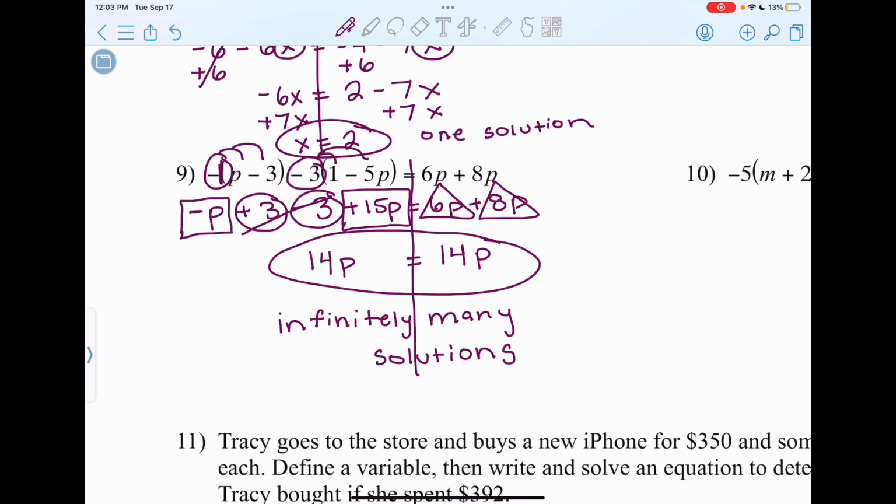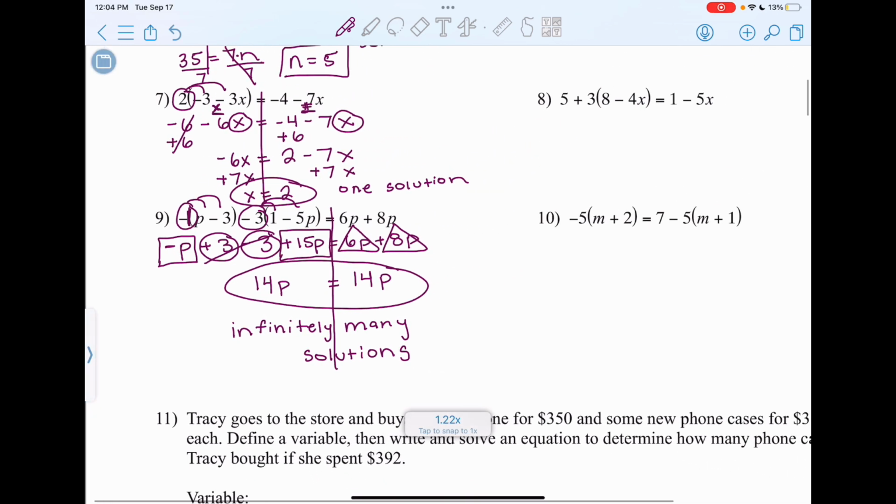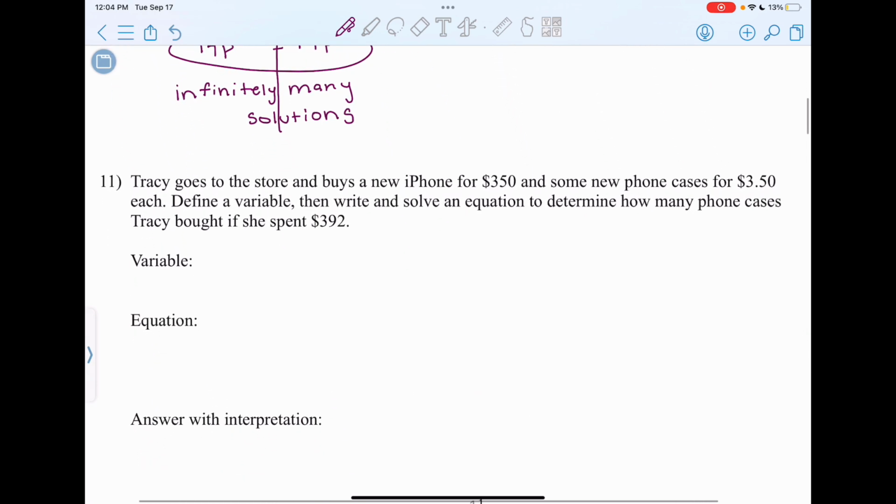And that is solving multi-step equations and identifying the number of solutions. Let's move on to try some word problems. Tracy goes to the store and buys a new iPhone for $350 and some new phone cases for $3.50 each. Remember, each is one of our special words that tells us where the variable is going to go.